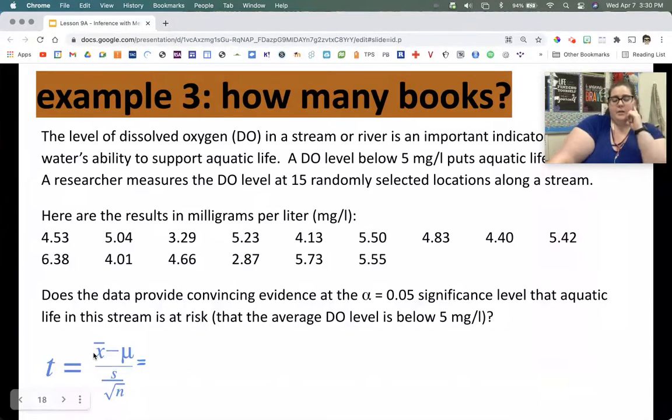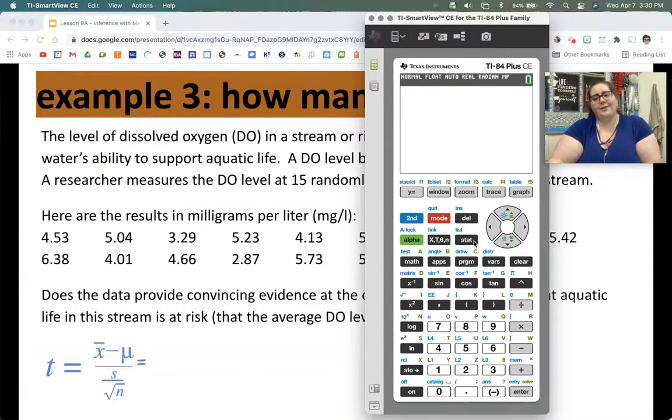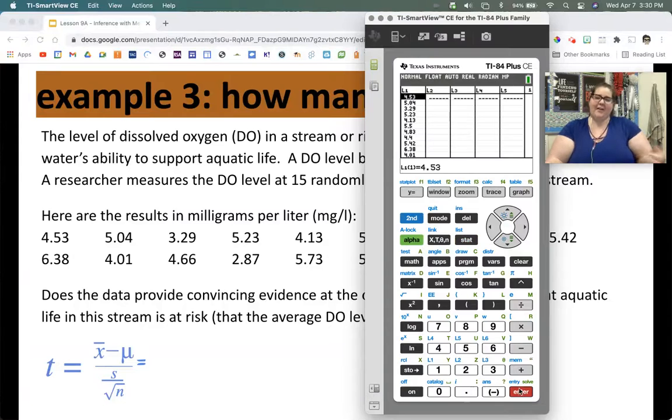So X bar, sample mean, well, I don't know what that is. How could I figure that out? Well, I did just happen to, a couple of minutes ago, put my data in L1. So if you hadn't already done that for your graph, you would want to go ahead and do that now. So that's why I'm saying the graph or the calculator version of graphing your data is sometimes preferable, because we're going to want that data in our L1 anyway. So I have my data in L1.